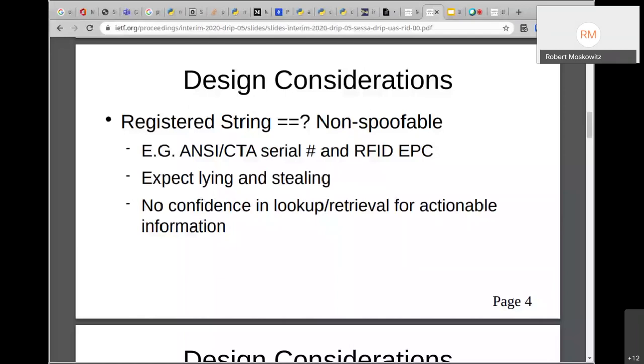Okay, so more design considerations. Is a registered string equivalent to non-spoofable? Examples are an ANSI CTA serial number and RFID EPC registered strings. But we expect lying and stealing, as we see with the serial number. There's no compensation for actionable information. There's nothing that says, when you scan that RFID off that thing on the shelf, that it's not fraudulent. So that's the problem with just a registered string. There is no real trust in it. Onward to the next slide.